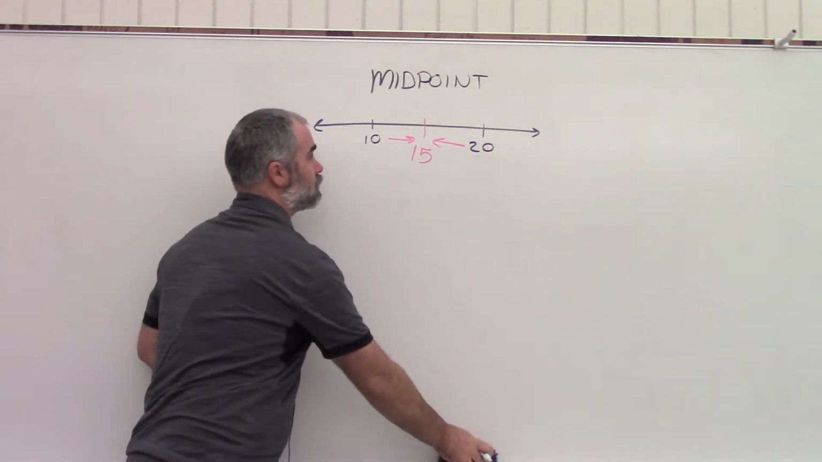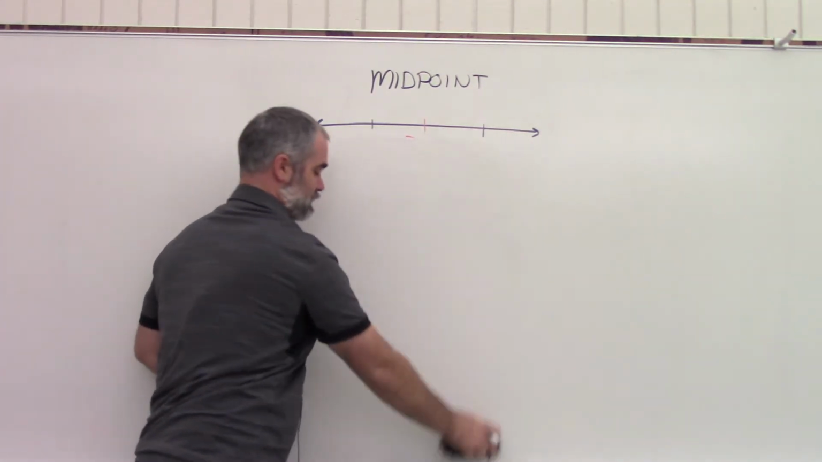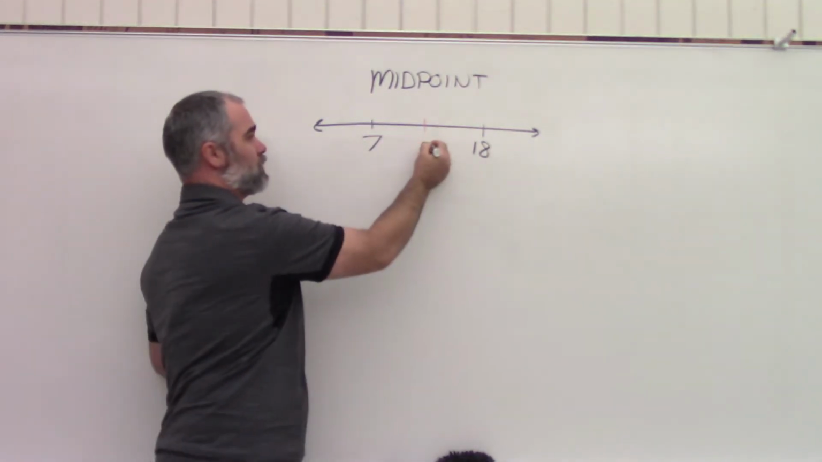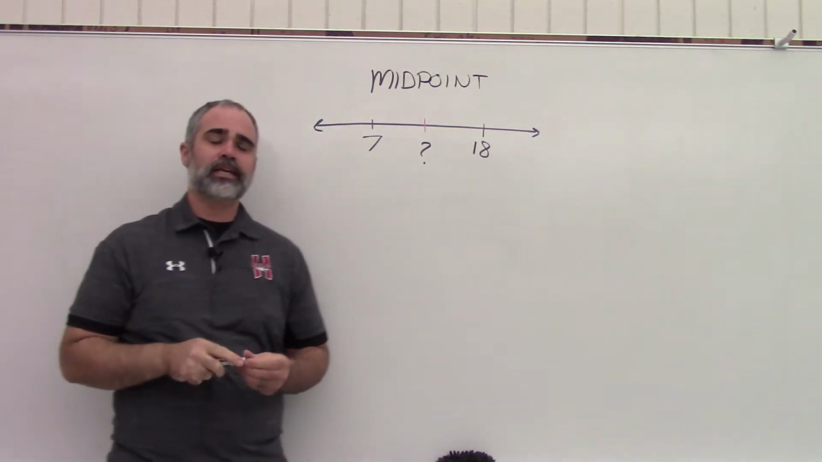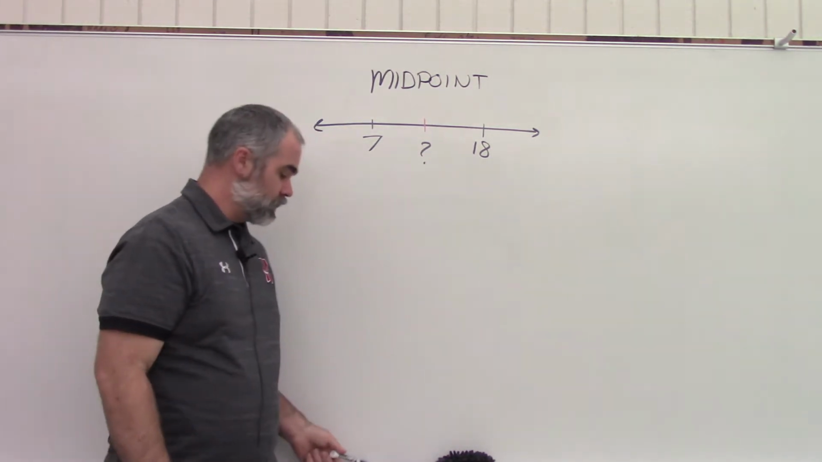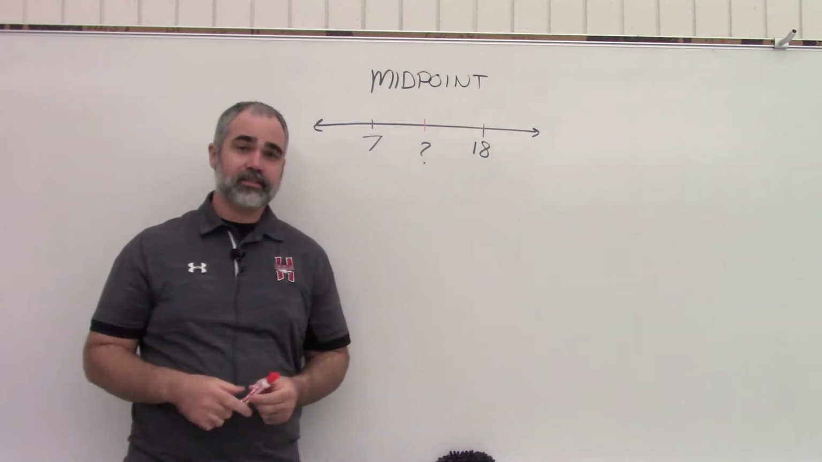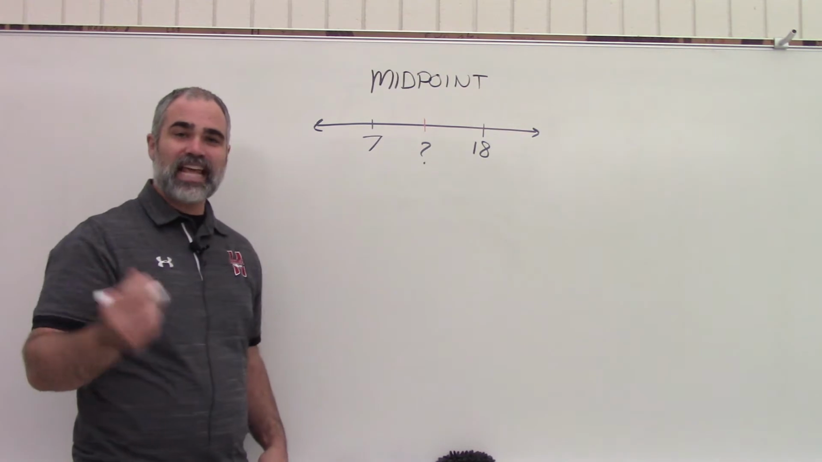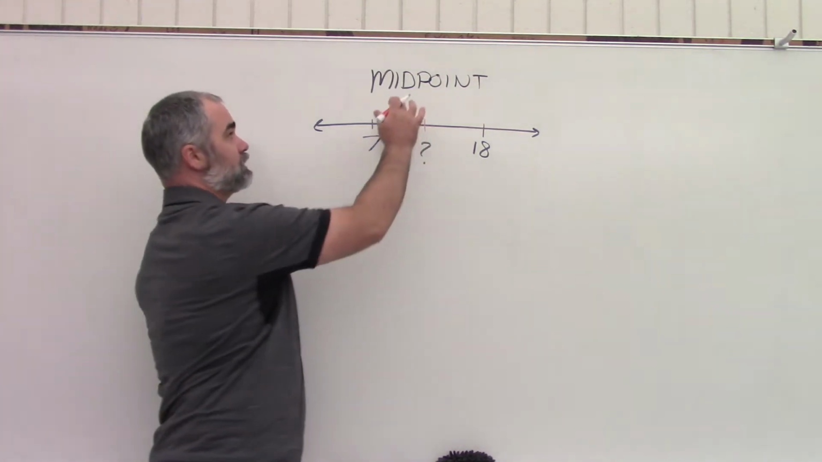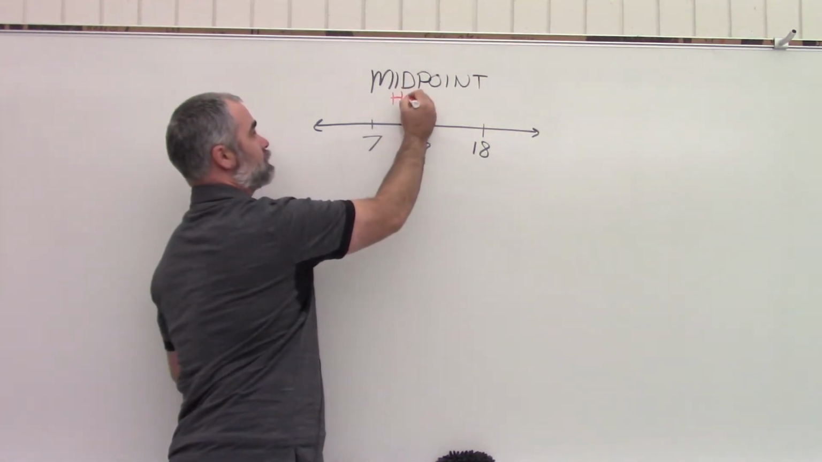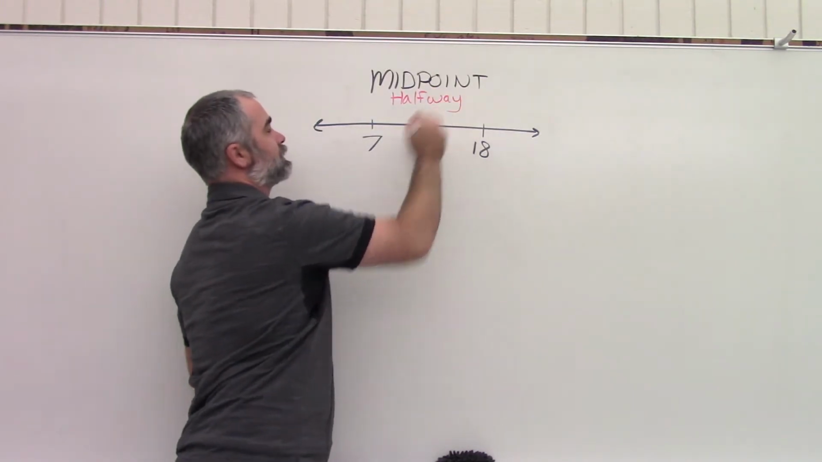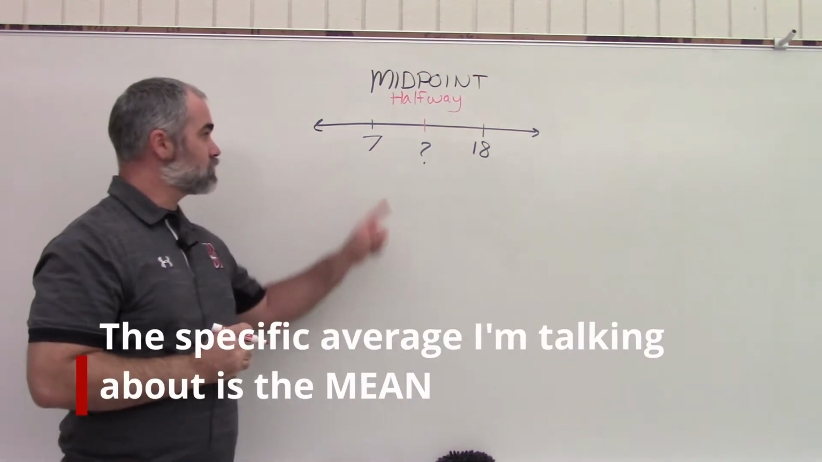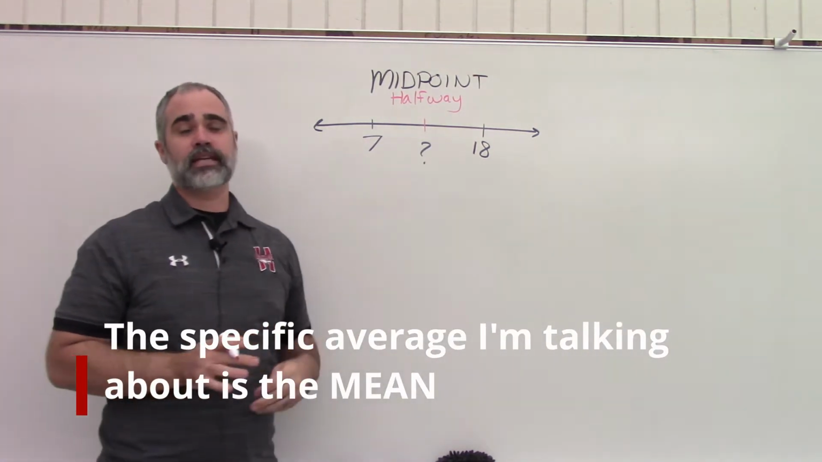For example, what if I take 7 and 18? What is halfway between 7 and 18? Now, some of you may have learned in some other classes that there's a nice shortcut for this. All you really need to do is take the average. So not only does midpoint mean halfway, but it also means average. So what is the average between 7 and 18?